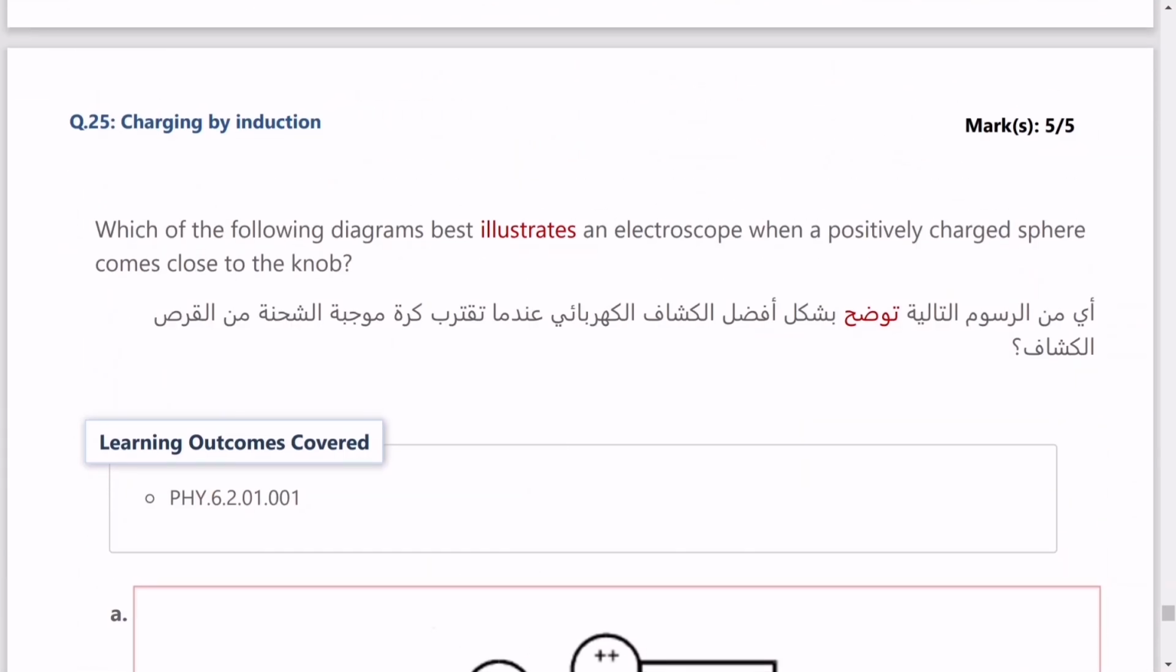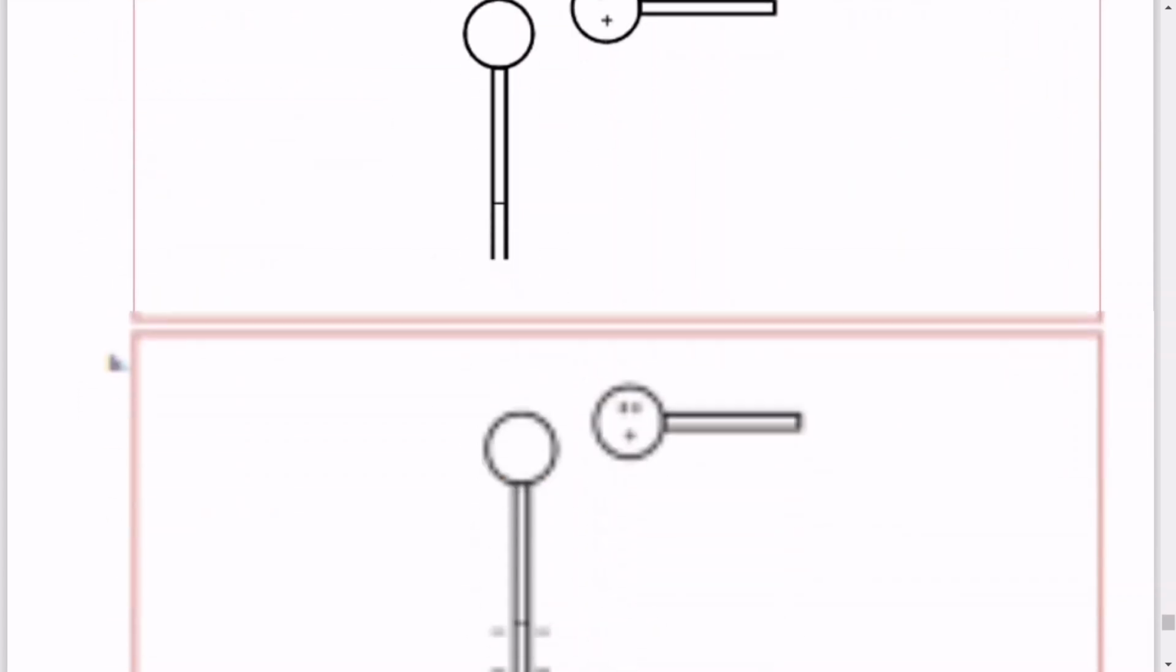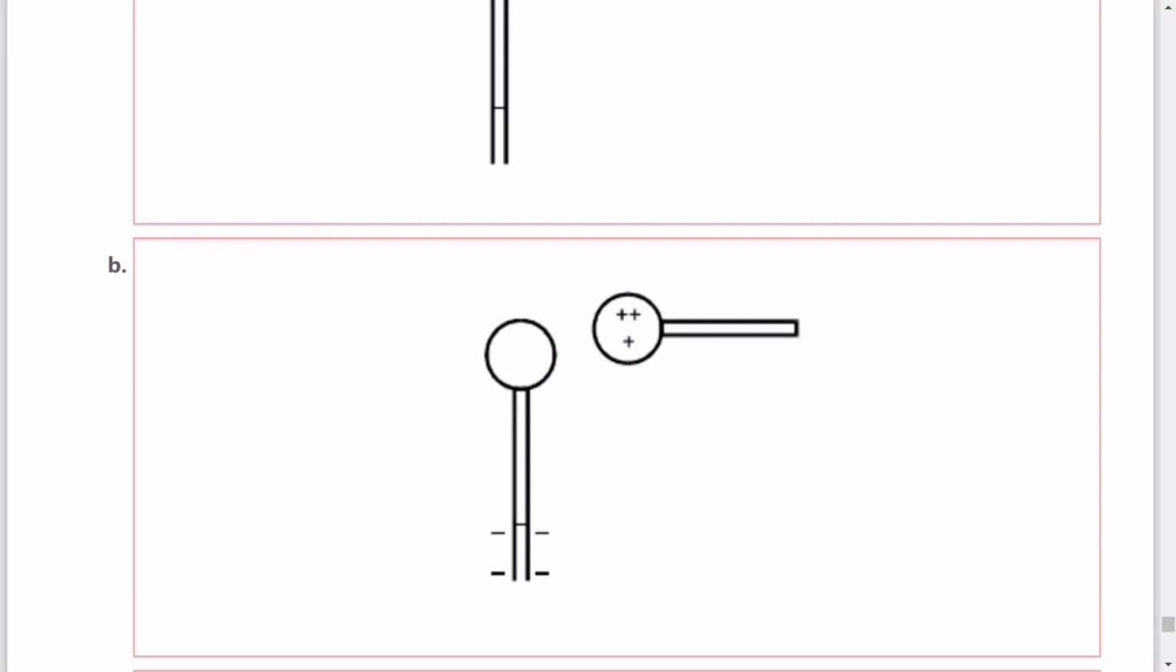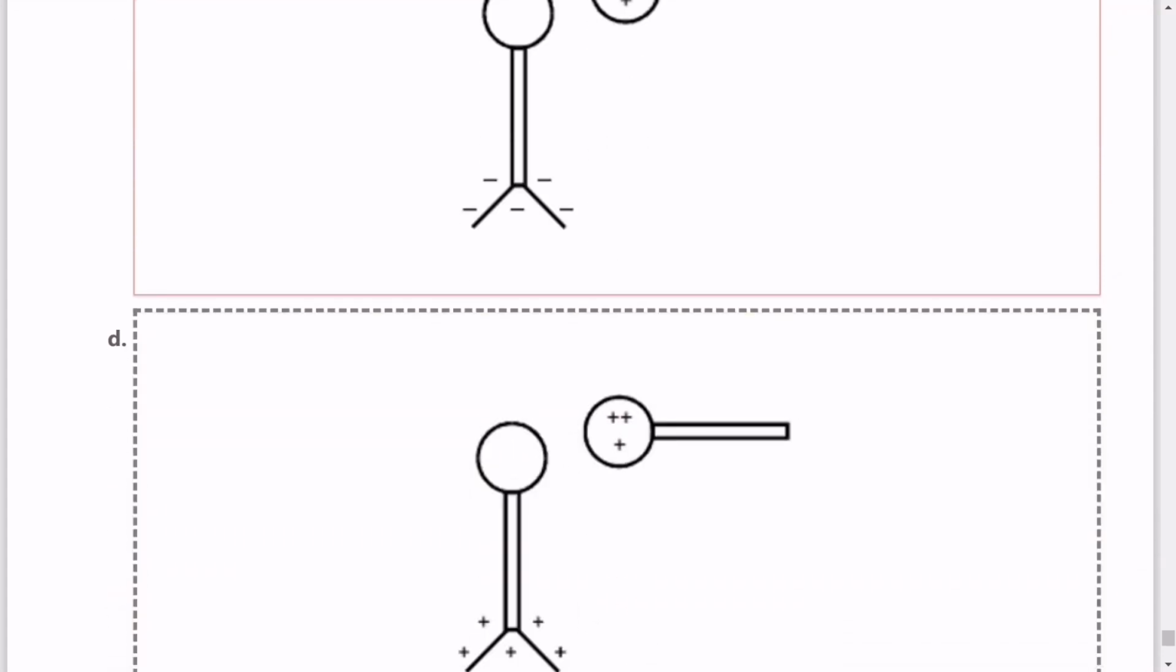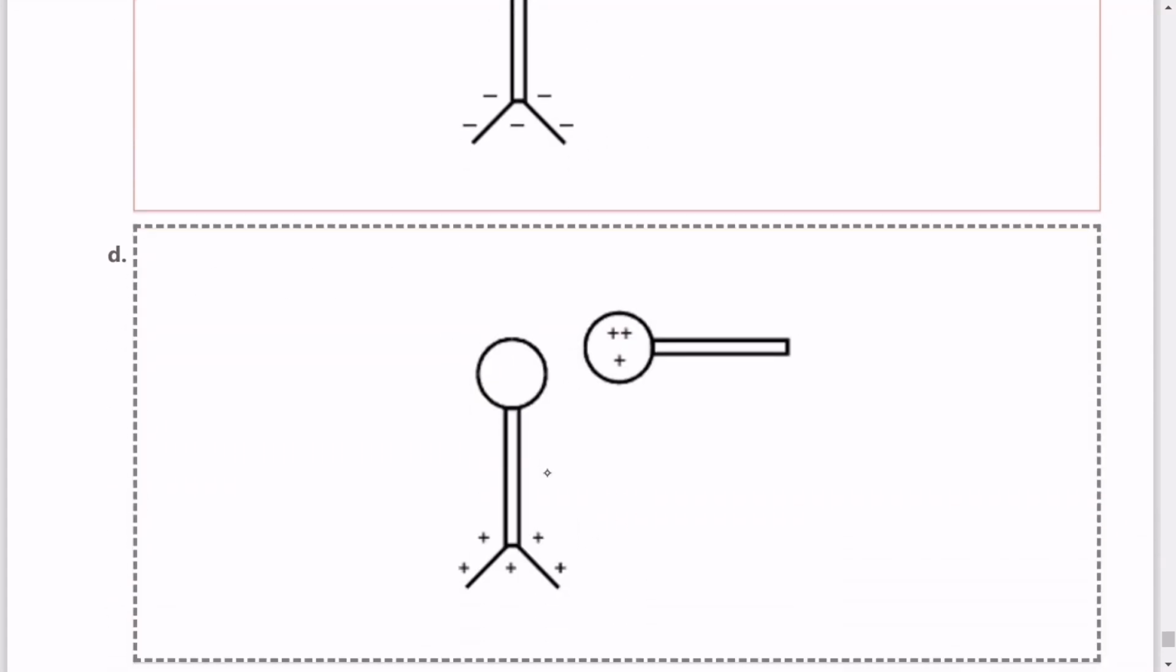Question number 25. Which of the following diagrams best illustrates an electroscope when a positively charged sphere comes close to the knob? When a positively charged sphere comes close to the knob, yes, the positive charges are repelled. So positive charge will repel from here and electrons will be attracted. So there will be more negative charges on this side and positive charges will be accumulated at the bottom. So this is our answer to the question.